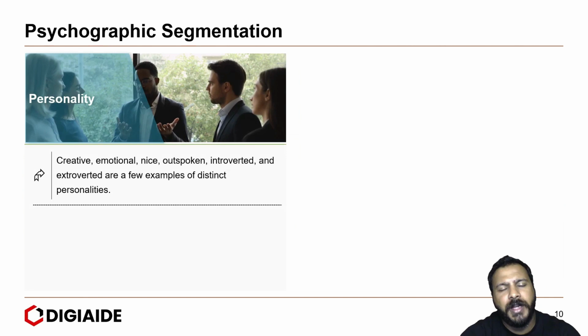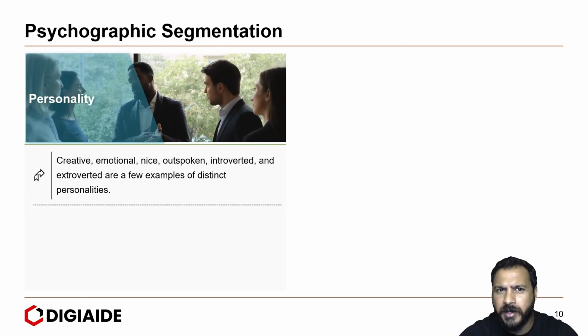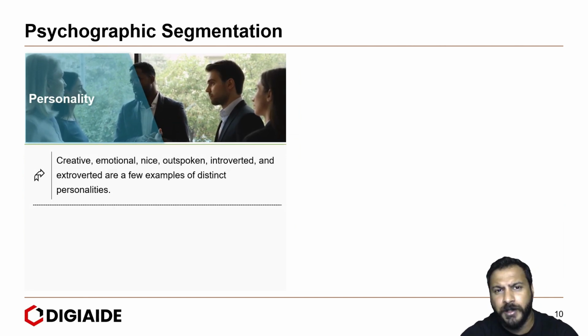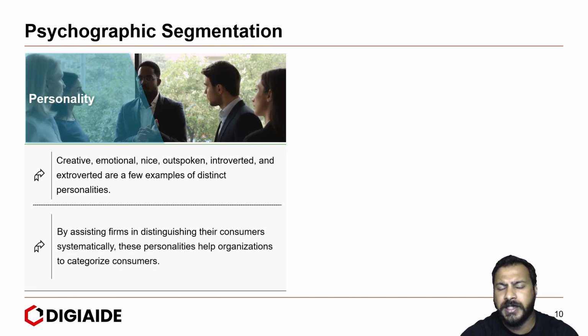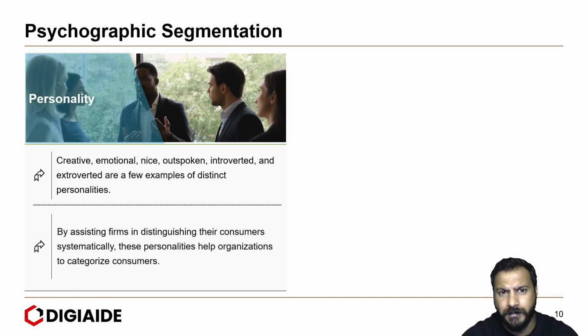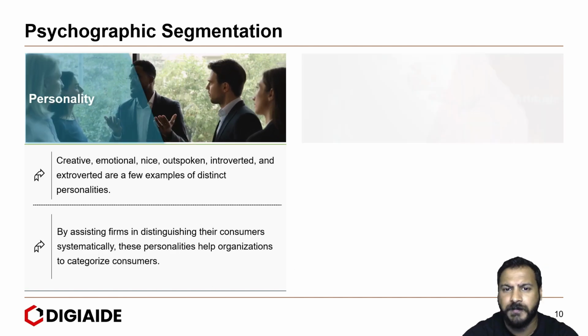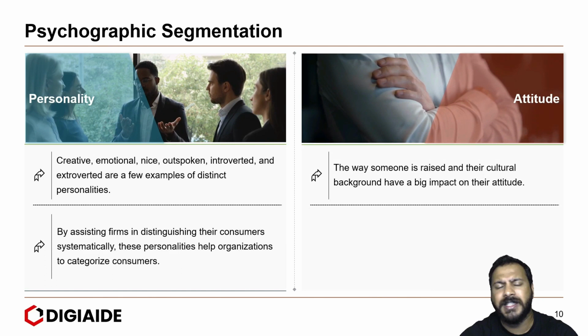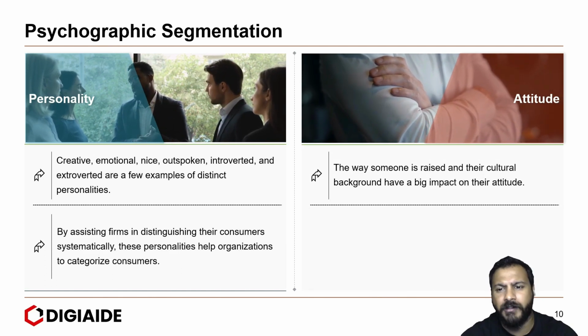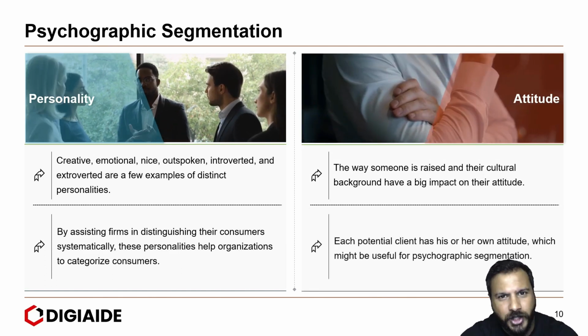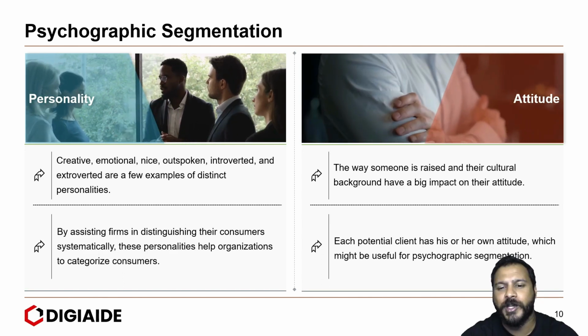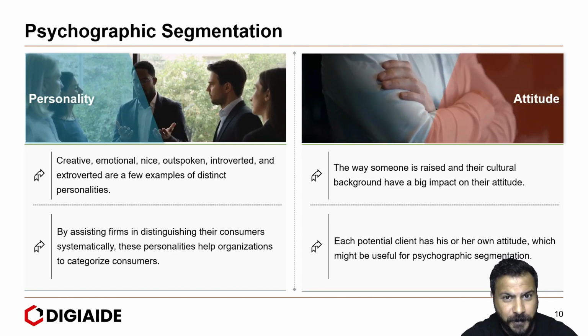Personality. Creative, emotional, nice, outspoken, introverted, and extroverted are a few examples of distinct personalities. By assisting firms in distinguishing their consumers systematically, these personalities help organizations to categorize consumers. Next, attitude. The way someone is raised and their cultural background have a big impact on their attitude. Each potential client has his or her own attitude, which might be useful for psychographic segmentation.